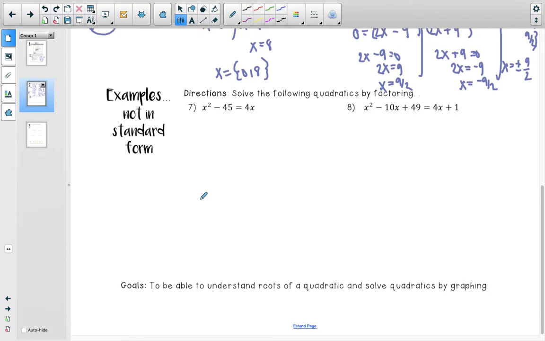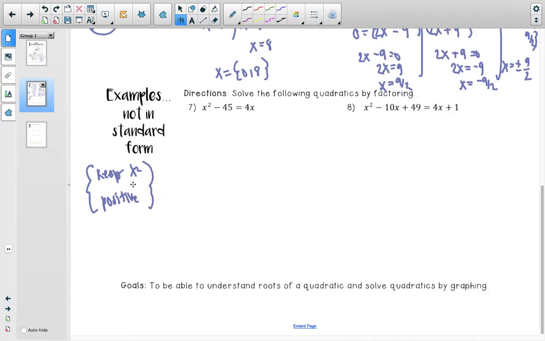All right, back to the last part of these notes. So it says examples not in standard form. We talked about standard form quite a bit and in some different ways throughout the school year. Standard form is basically to say everything's on one side. And I really, really, really want you to keep x squared positive.